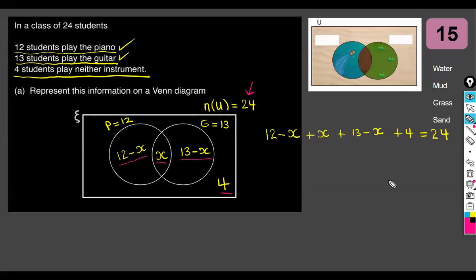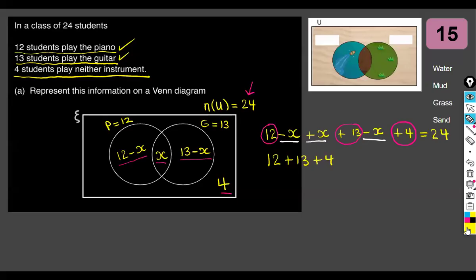So what I'm going to do, I'm going to circle all the values. We have 12 here, we have 13 here, and we have a 4 here. And I'm just going to underline all the x's. Minus x, plus x, minus x. Remember I showed you all how to group things, like you put all these similar things together. So I'm going to put all the values together, the 12, the 13, and the 4. So 12 plus 13 plus 4. I bring 1, 2, 3 closer together so we can concentrate on it.